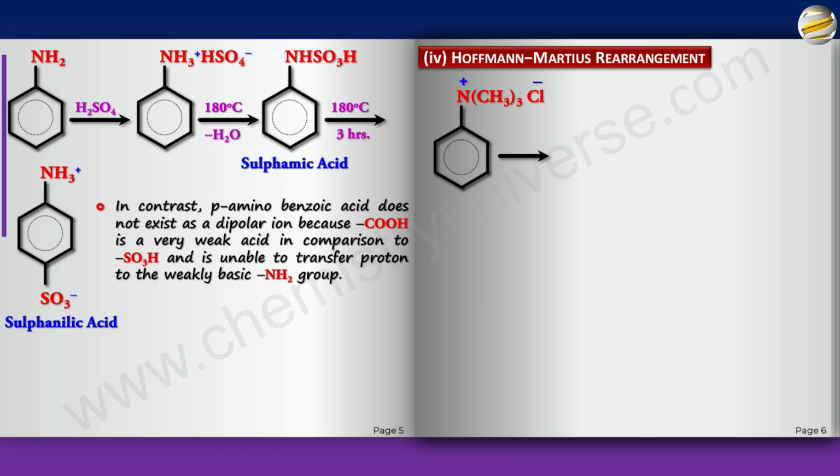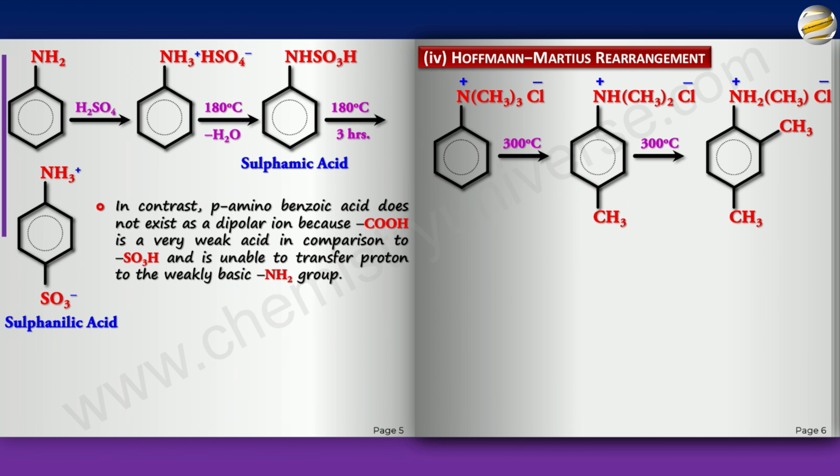Now heat it to 300. One of the methyl groups will go and hit the para carbon, and the H of that will go to N. Heat it again. Another CH3 will go to ortho. Heat it again. The next CH3 will go to ortho.